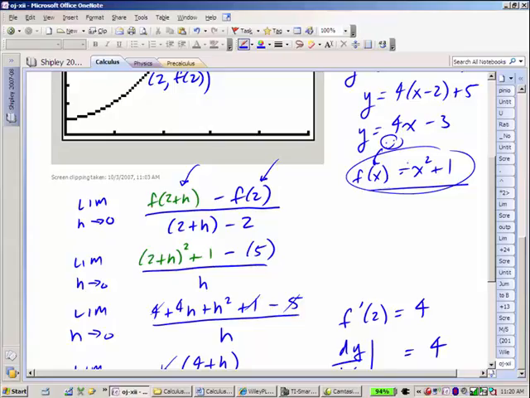I didn't see that first equation. So. Okay. Something else? Anything else?